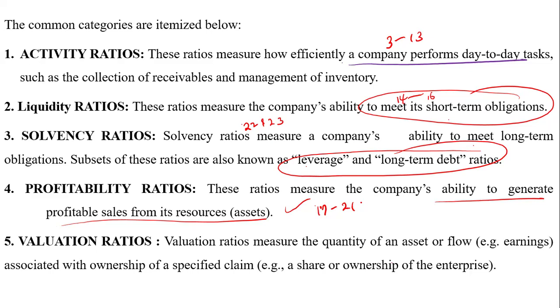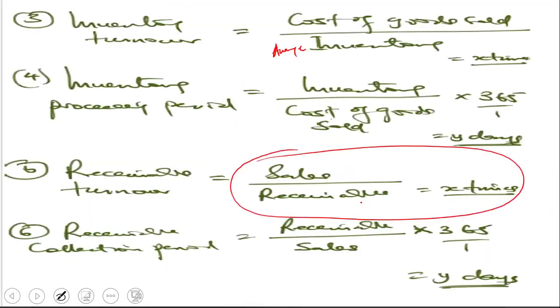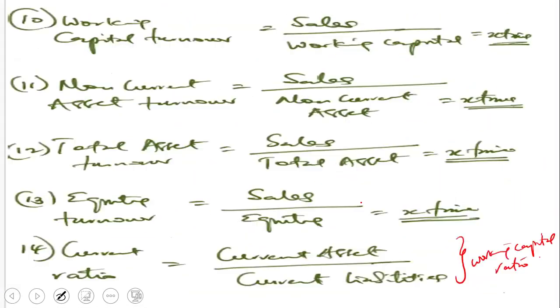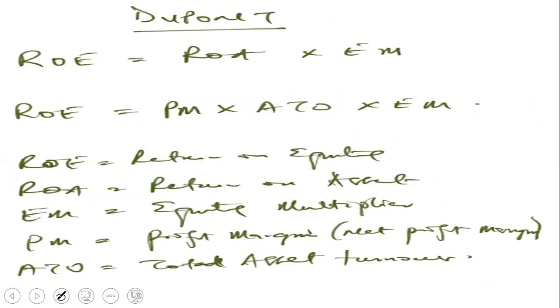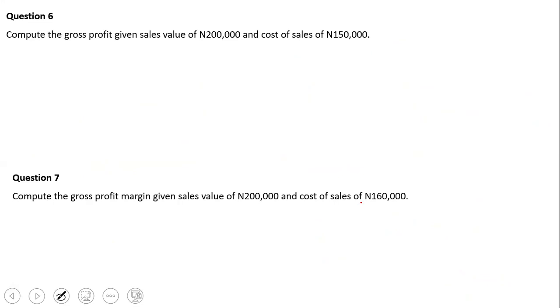And like I've said earlier, ratio is a very short topic for computation. By the time we get to higher classes, you will see interpretation. We'll be able to look at the working capital, and then we'll also look at all these ratios. Let's see if you have any more examples, then we can go to the quiz.